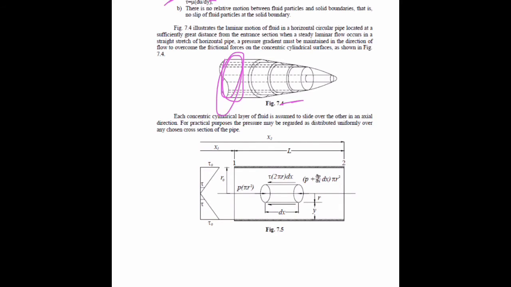You can see in the figure laminar motion of fluid in a horizontal circular pipe, and across the pipe a pressure gradient must be maintained in the direction of flow to overcome the frictional forces on the concentric cylindrical surface as shown in the figure.